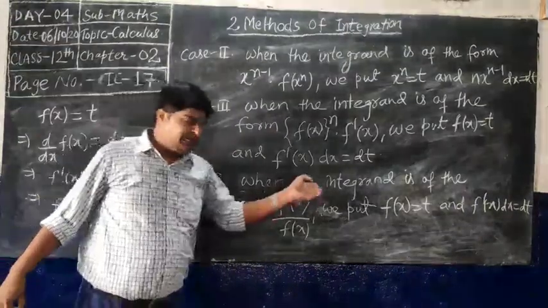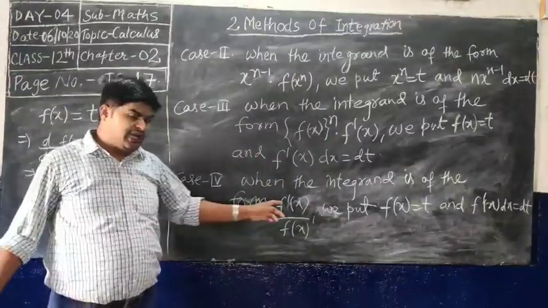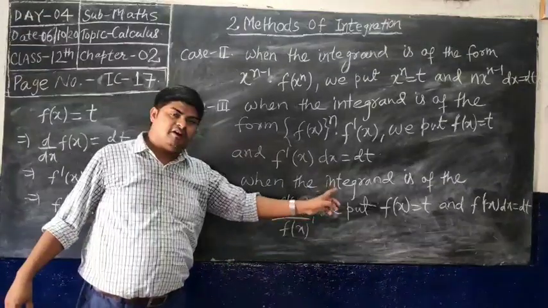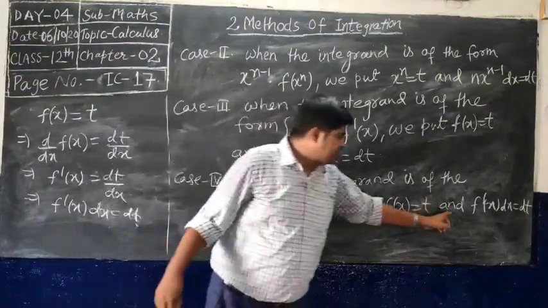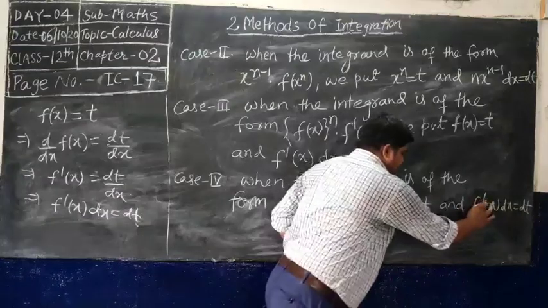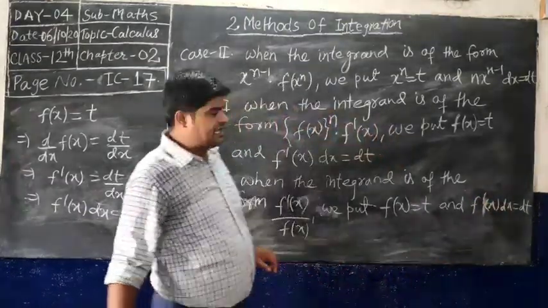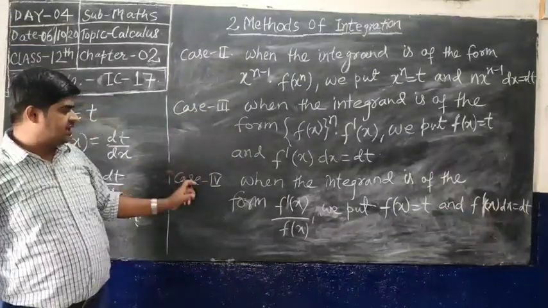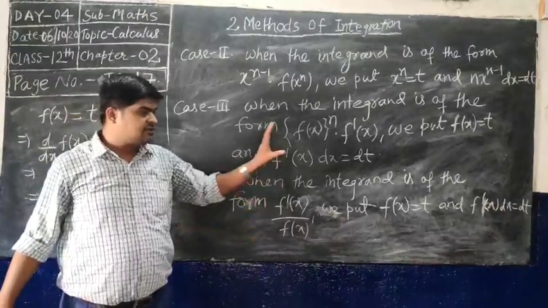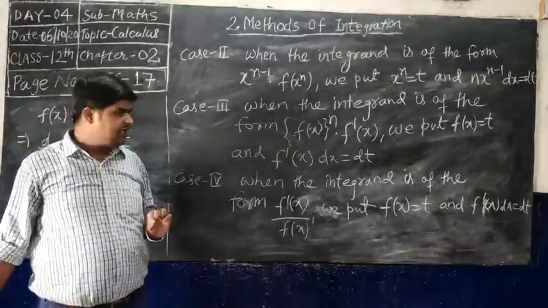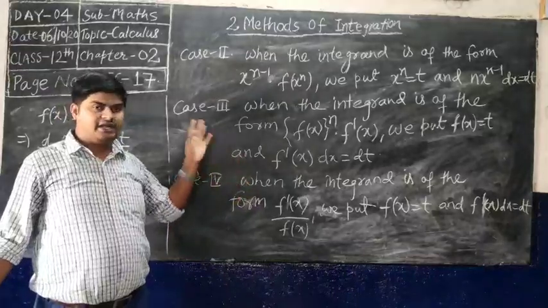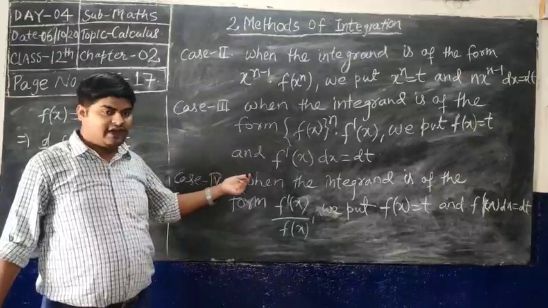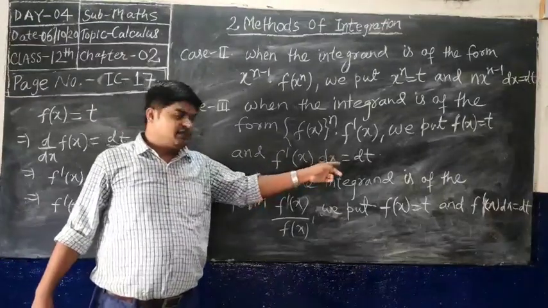Okay, now case number 4, the last case. When the integrand is of the form f dash x by f of x, then you will suppose again f of x is equal to t, then it becomes f dash x dx is equal to dt, just like case number 3. That means in case number 3 and case number 4, you have to suppose the same term, function of x is equal to t, and then you will differentiate, you will find the first derivative of the given function with respect to x, then you will find f dash x dx is equal to dt.